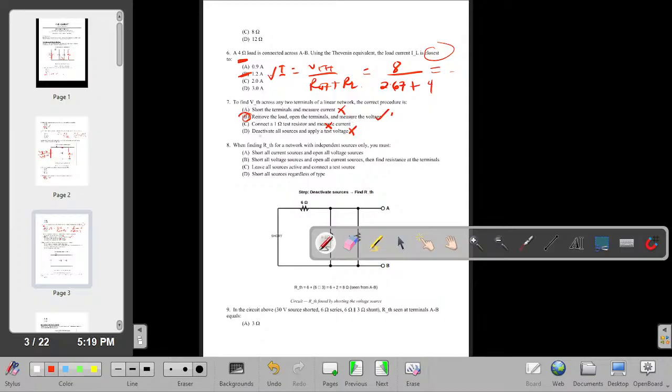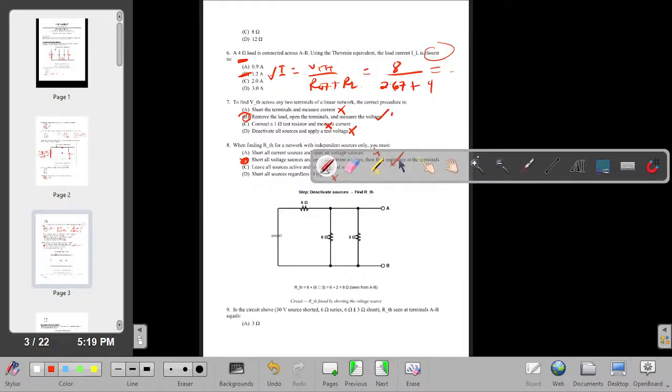Simply B. Question 8. When finding RTH for a network with independent sources, what do you do? A, he said short all current sources and open all voltage sources. Oh no, we don't do that. B, short all voltage sources and open all current sources. Yes, this is true. Then we have C, leave all sources active. No. D, short all sources regardless of type. Oh no. Therefore, the answer is B.